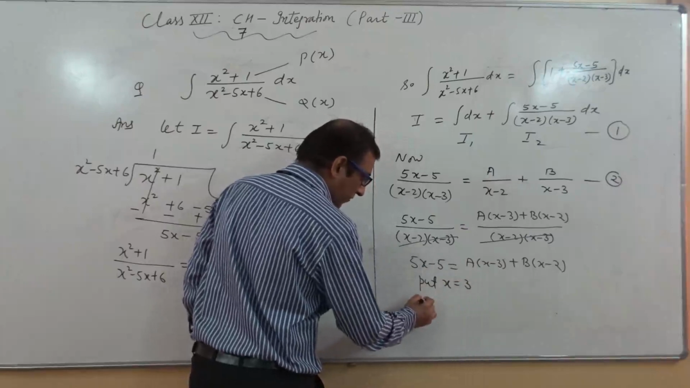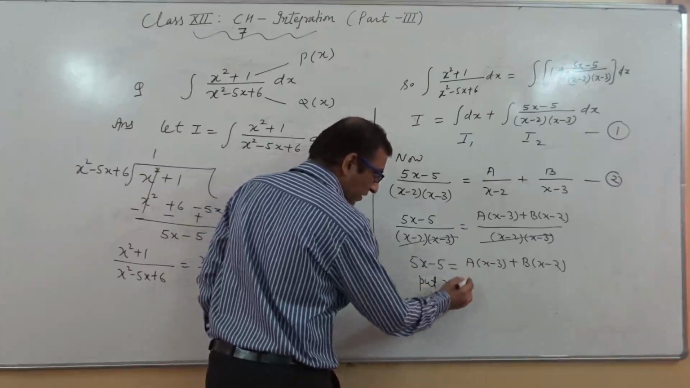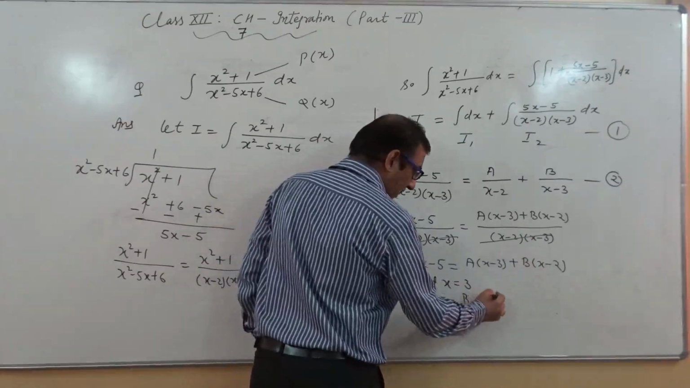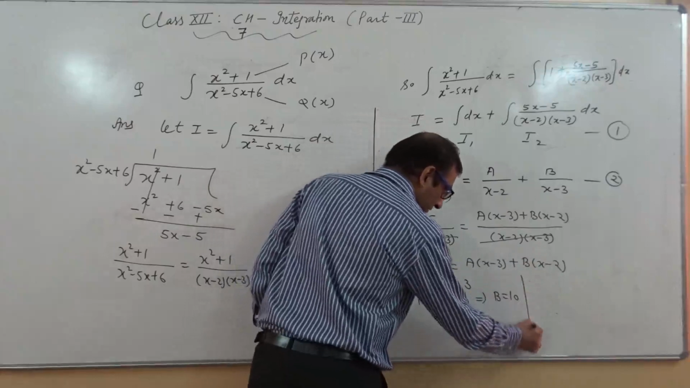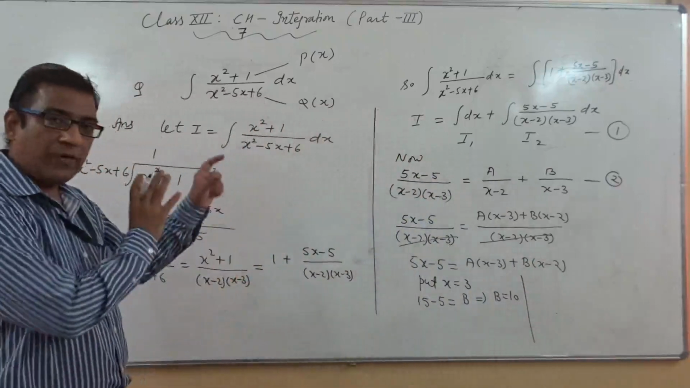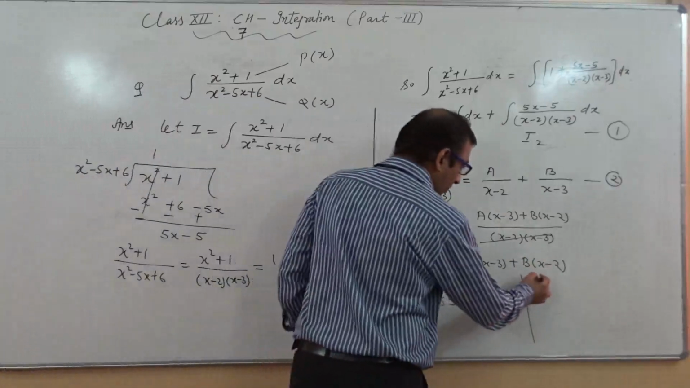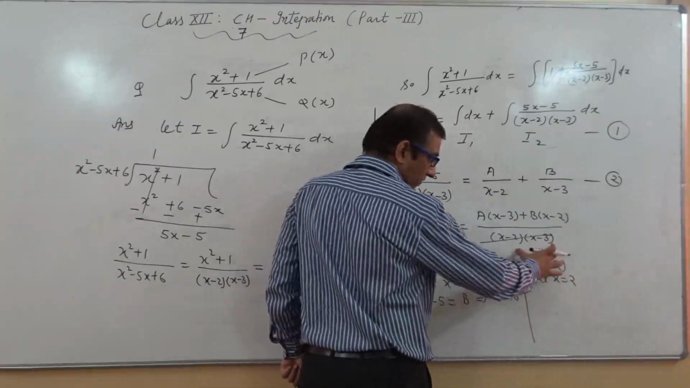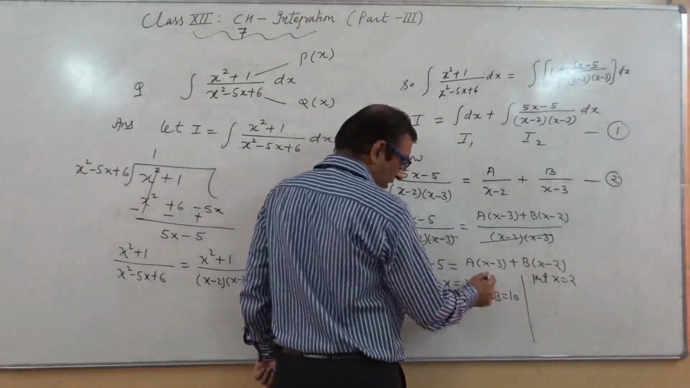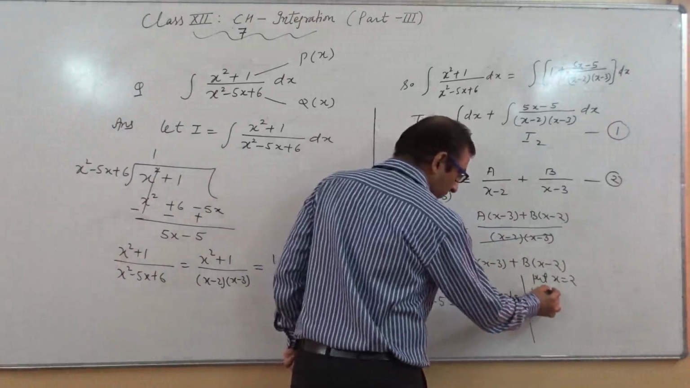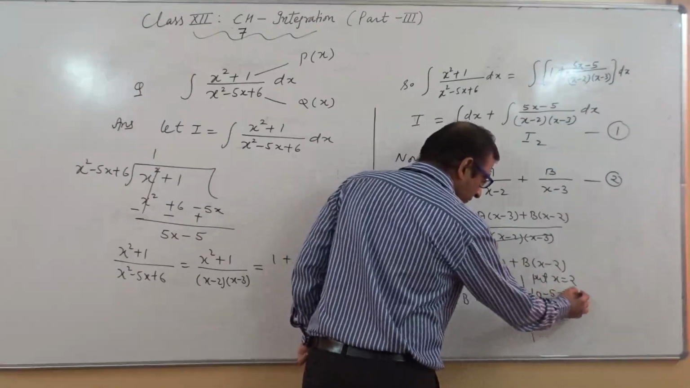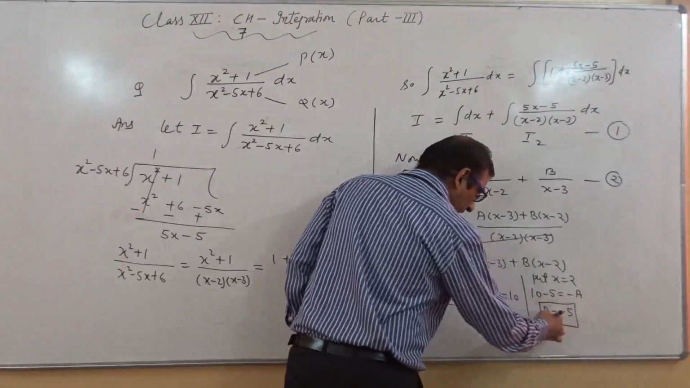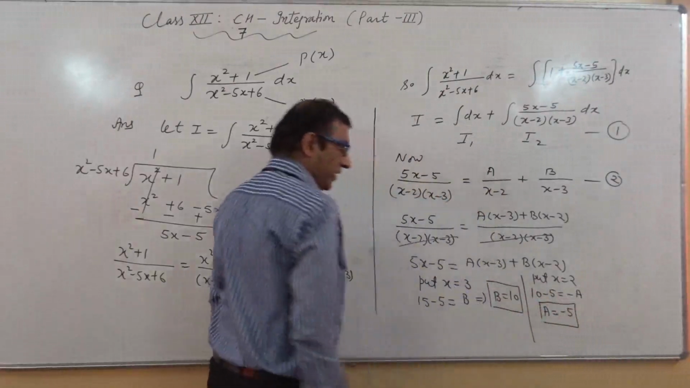What we will get, 15 minus 5, it becomes 10, and that is your B. 3 minus 2 is 1, so we will get B = 10. So we will get B = 10 when we put x = 3. Second time we will put x = 2. So if we put x = 2, this term becomes 0, and here we will get −A. So 10 minus 5, we will get −A. So the value of A is −5. So this is the value of A, and this is the value of B.